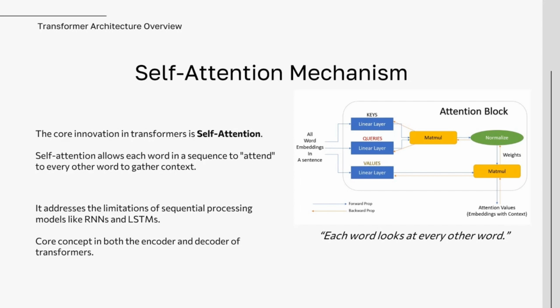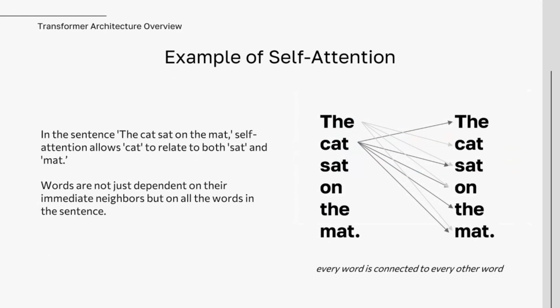like text. Traditional models like RNNs relied heavily on the order of words, processing them one by one. However, transformers revolutionized this by allowing each word in a sequence to look at every other word simultaneously. This helps the model capture relationships between distant words that are hard to connect using older methods. Let's break this down with an example.